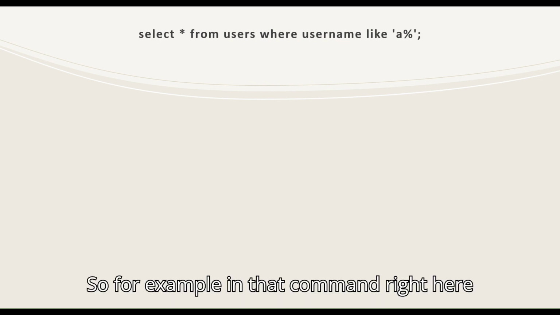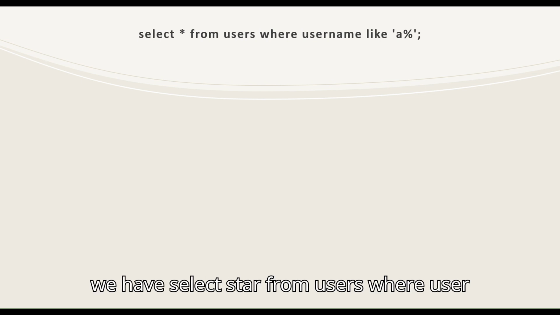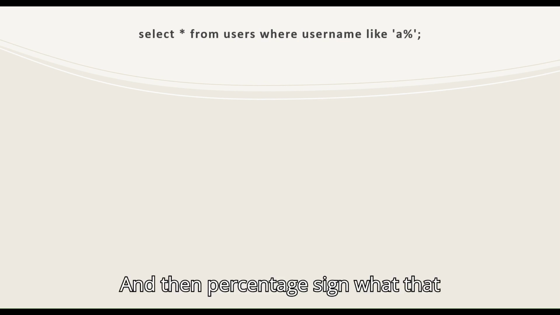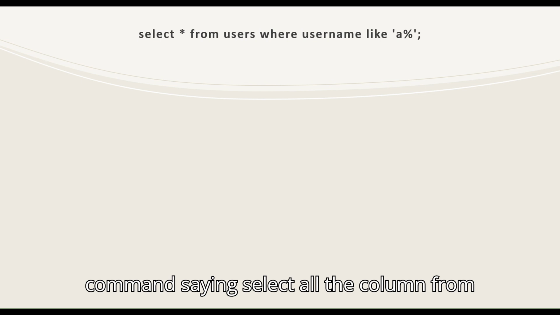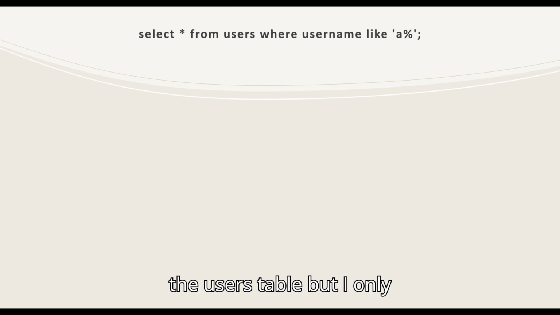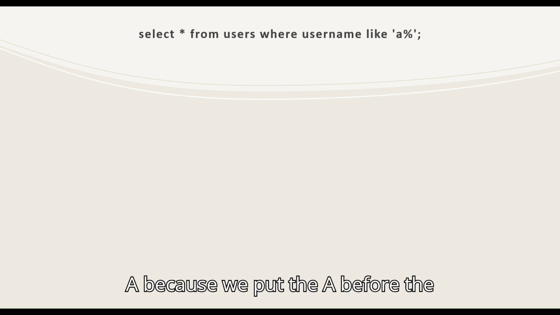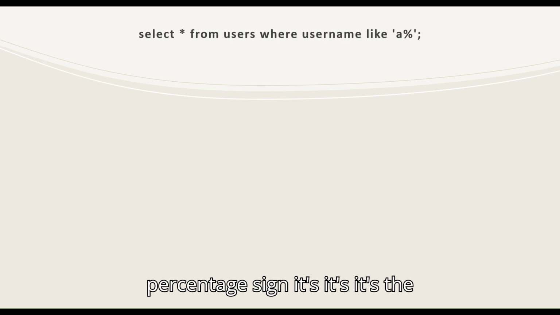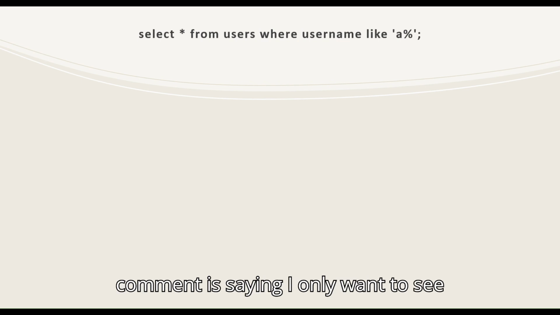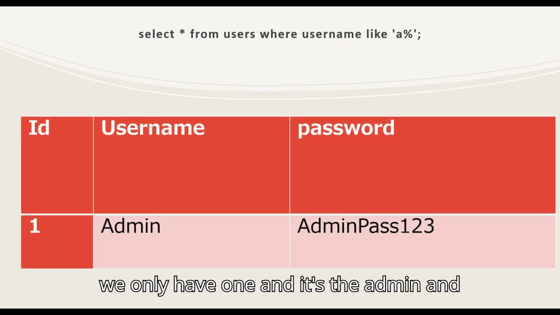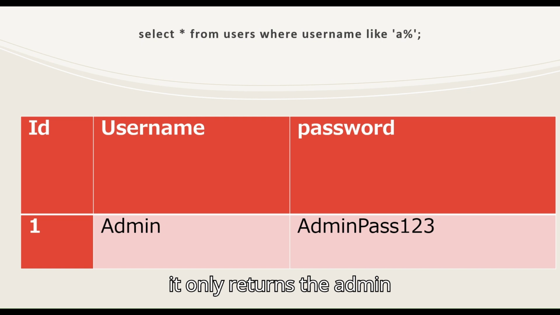So for example, in that command right here, we have select star from users where username like a and then percentage sign. What that command is saying is select all the columns from the users table, but I only want to see usernames that start with a. Because we put the a before the percentage sign, the command is saying I only want to see usernames that start with a. In that case, we only have one, and it's the admin, and it only returns the admin.